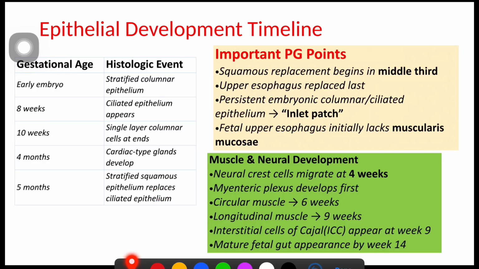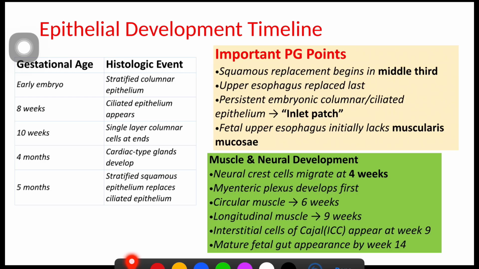So, what is the importance of knowing this timeline? Because this squamous replacement begins in the middle third of the esophagus first, but the upper esophagus is replaced last. And if this embryonic columnar or ciliated epithelium persists, then an inlet patch develops. The inlet patch is sometimes seen in some biopsies. And the fetal upper esophagus initially lacks muscularis mucosae. So, these are the important points related to embryology.